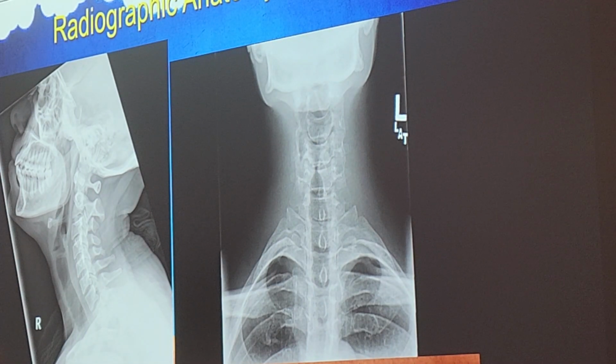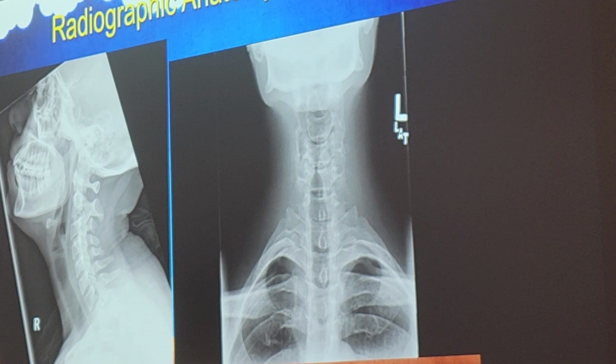Now what is this? You guys have done this in the lab. Flexion. Airway or upper airway? That's your upper airway. AP and lateral view.